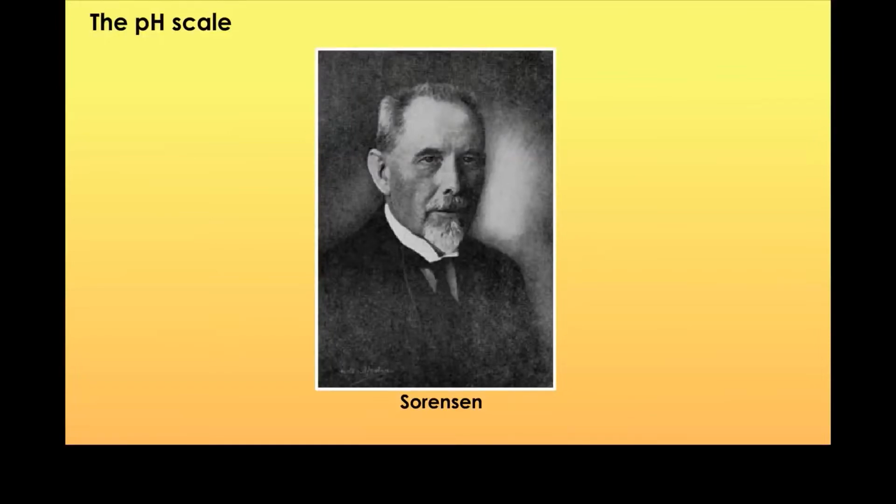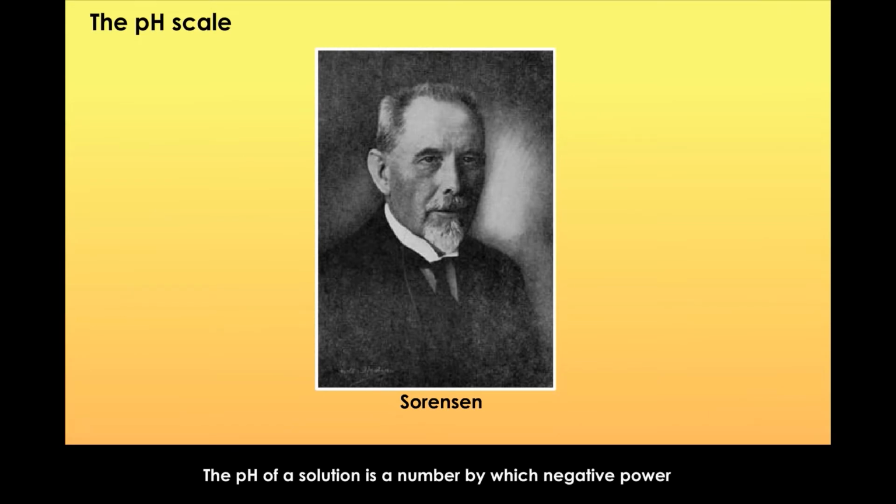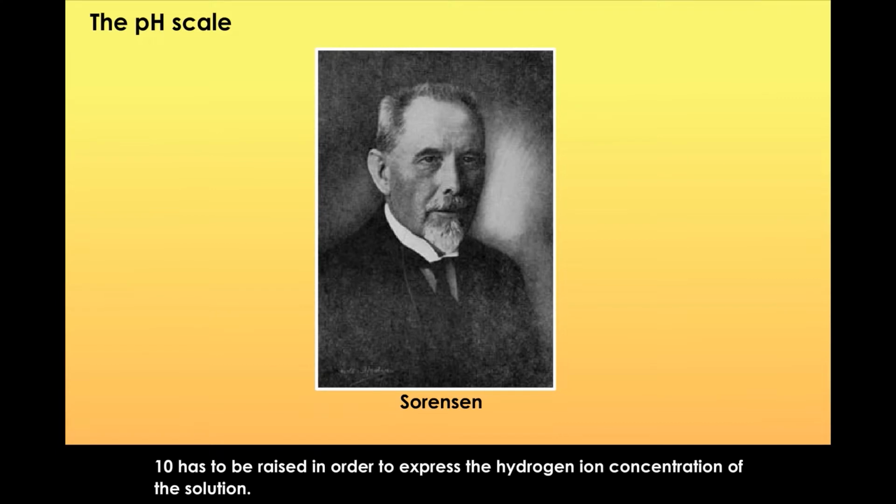The pH scale. The pH scale, power of hydrogen, was introduced by Sorensen in 1909 for expressing the hydrogen ion concentration of a dilute solution. The pH of a solution is a number by which negative power of 10 has to be raised in order to express the hydrogen ion concentration of the solution.